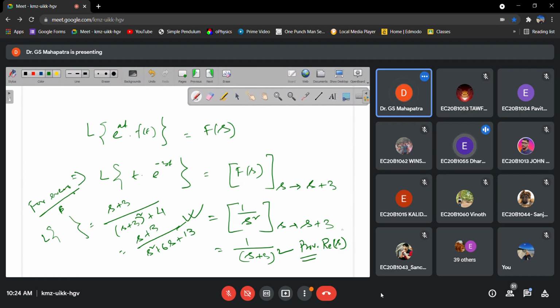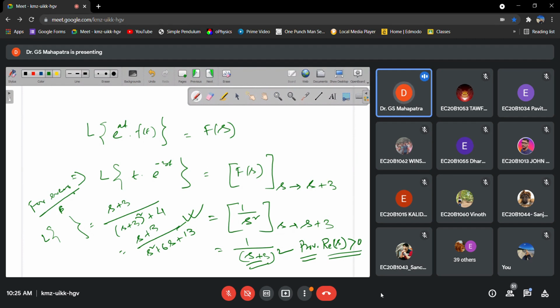Greater than 0. Are you sure? Greater than 0, if it's that, then it's okay. Greater than 0 is always correct. But even if s is not equal to minus 3, that means greater than minus 3, then it's also defined. Correct or not? s equal to minus 3 only, it is not defined. So you can write real part of s greater than 0, and you can also write real part of s greater than minus 3, not equal to.